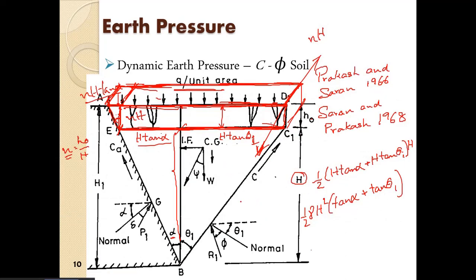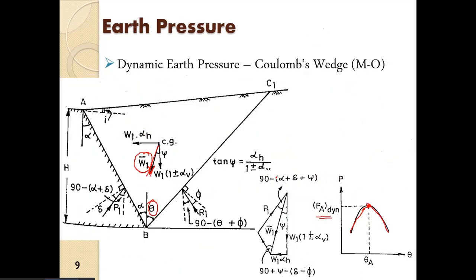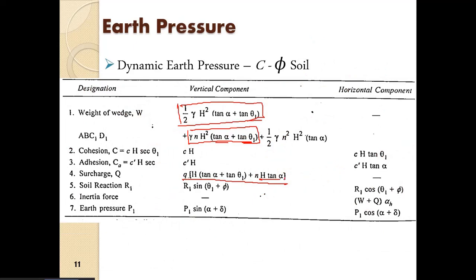Now again C, so C is acting in this direction, all right, C into this entire length is the force. So what is done is that we can divide into two components. One is in this direction and one is in this direction. Alright, so we can divide into two components. So here C into H is this component. So C into H is the vertical horizontal component. Alright.